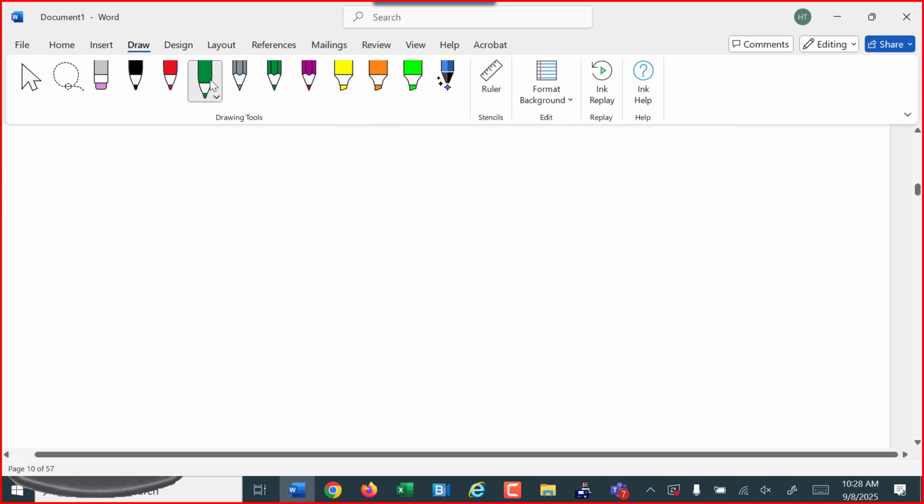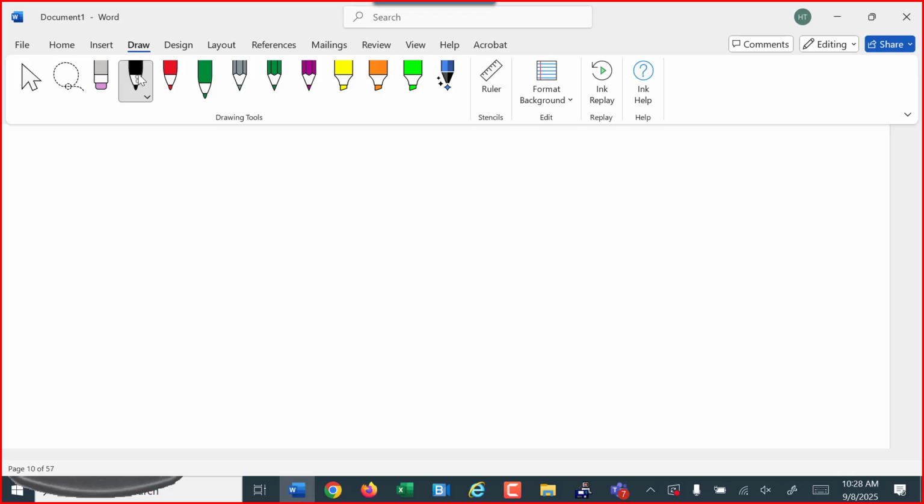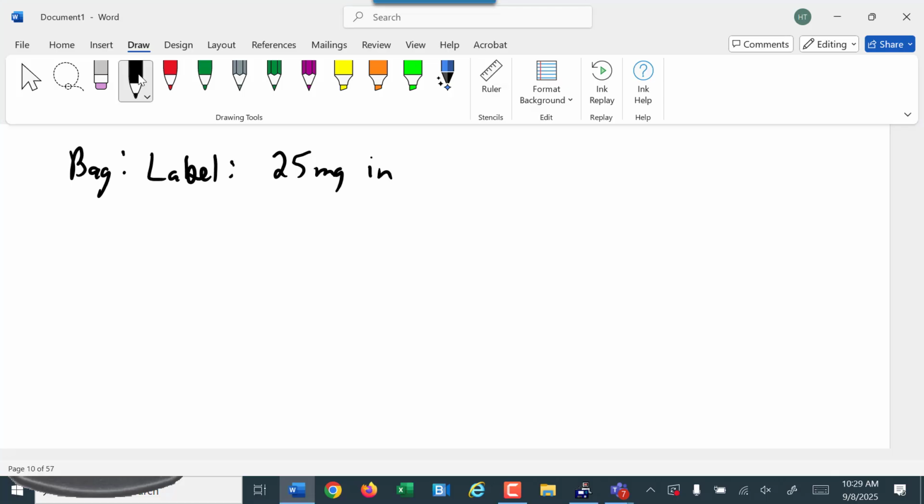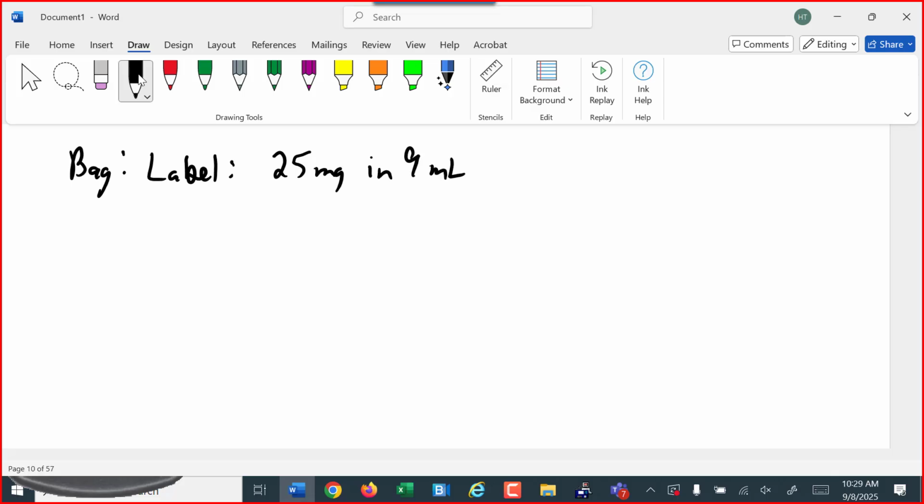Let's say I want to find the amount of medication to be infused. So let's say we're looking at the label on our bag. And it is saying that we have 2,500 milligrams in 9 milliliters. And we have a drop factor here of 15 drops per milliliter.